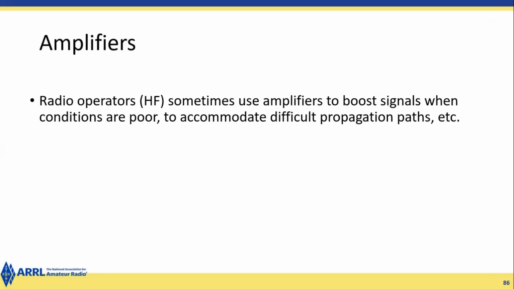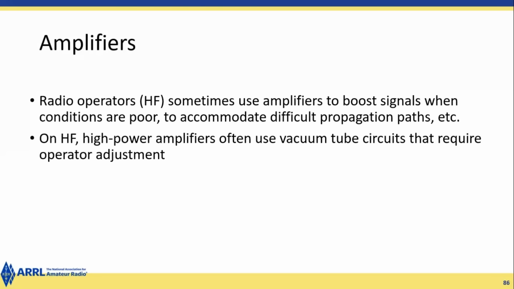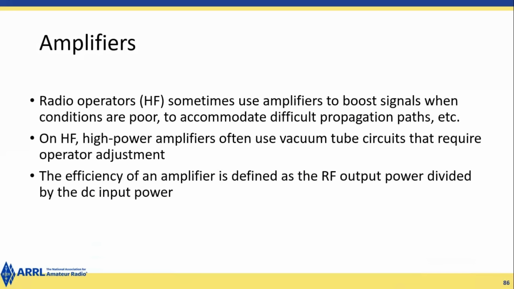Okay, we're going to talk about amplifiers. Radio operators, HF, sometimes use amplifiers to boost their signals when conditions are poor to accommodate difficult propagation paths. On HF, high power amplifiers often use vacuum tube circuits that require operator adjustment. The efficiency of an amplifier is defined as the RF output power divided by the DC input power, also called linears.